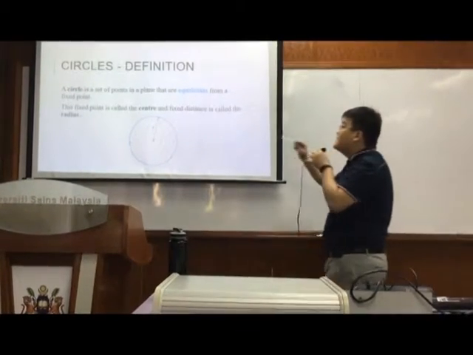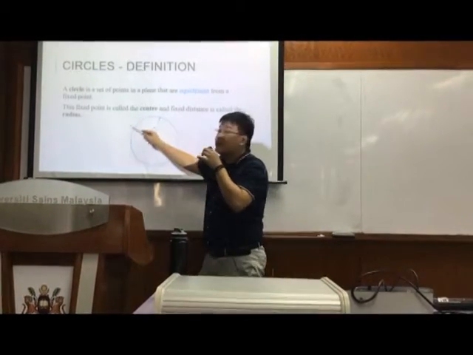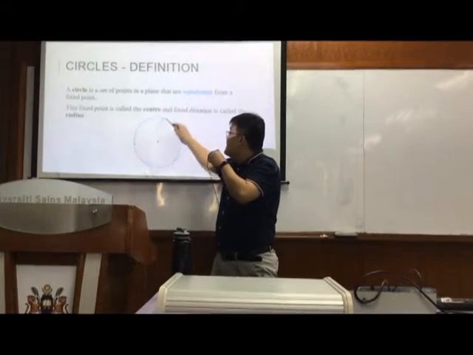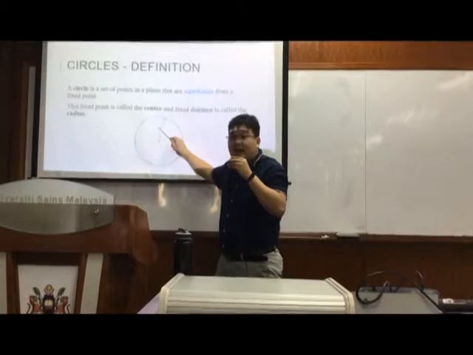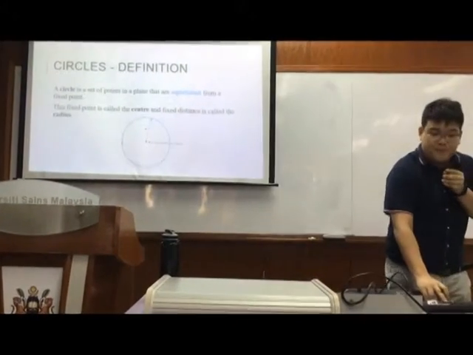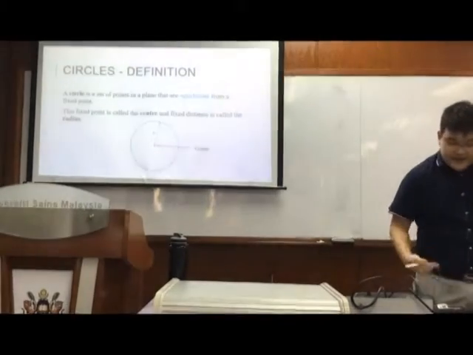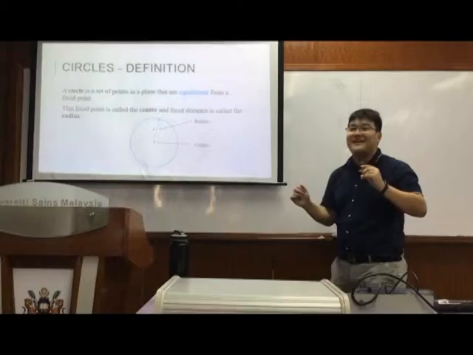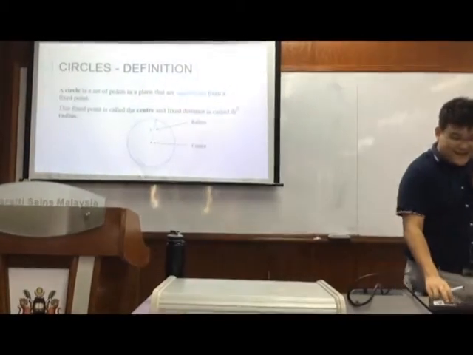So a circle is a locus of all the points which have a distance r from this fixed point. This fixed point is called the center, whereas the distance r is called the radius. Understand? Okay, very good.